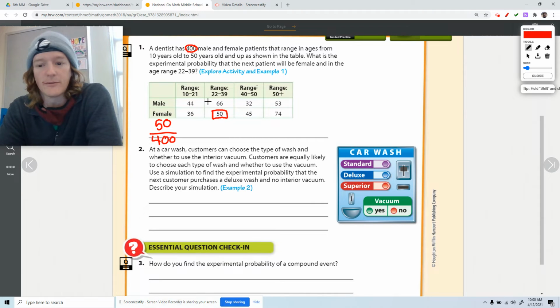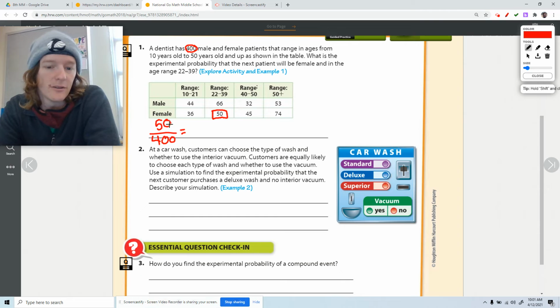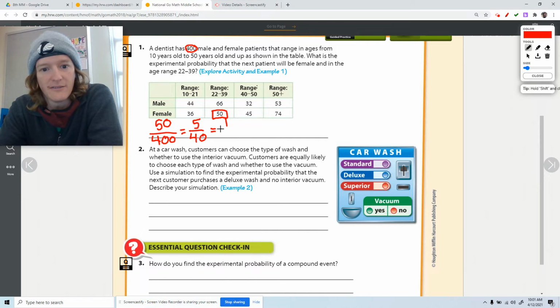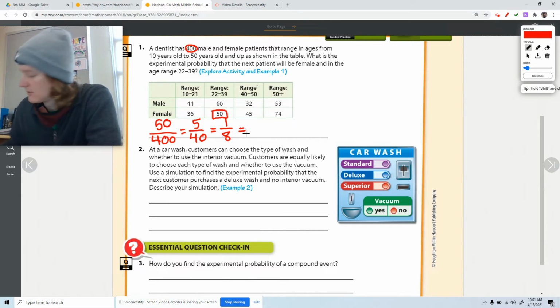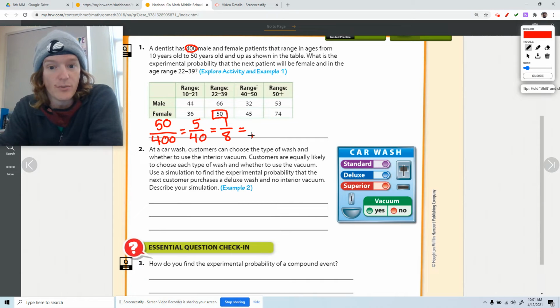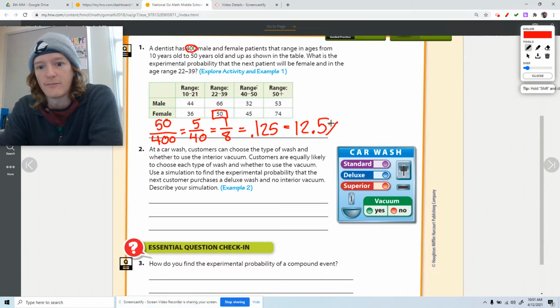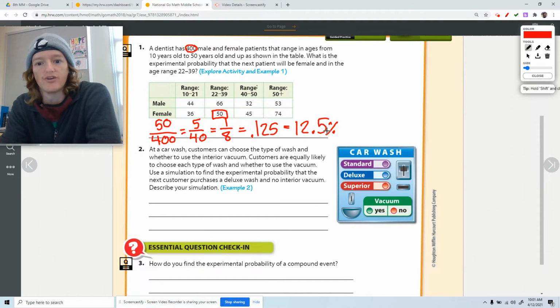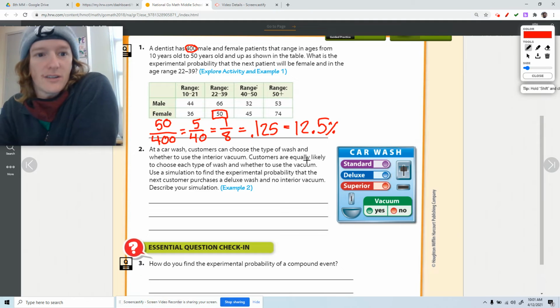We could add all these up. I mean, we get 400. So 50 out of 400, let's reduce this. Simplest form, let's get rid of the zeros. Divide by 10, divide by 10. 5 out of 40, divide by 5. 1 out of 8. 1 divided by 8 as a decimal is 0.125, and as a percent is 12.5%. And that's it. That's the answer. Probability is 50 out of 400. Simplify it. Simplest form, fraction. As a decimal, 0.125. We do 1 divided by 8 times 100 to make 12.5%.